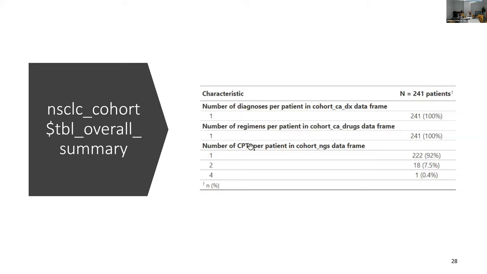And we'll come back to this in a little bit, but we'll see that most people only had one next generation sequencing report, 92%, but there are a handful of people who did have multiple next generation sequencing reports performed over time. So we'll talk about how to handle this in the coming slides.